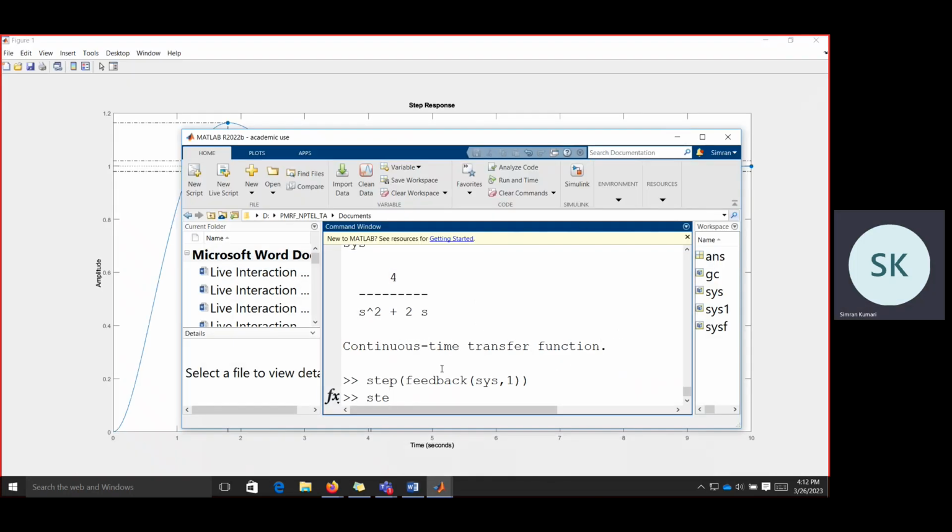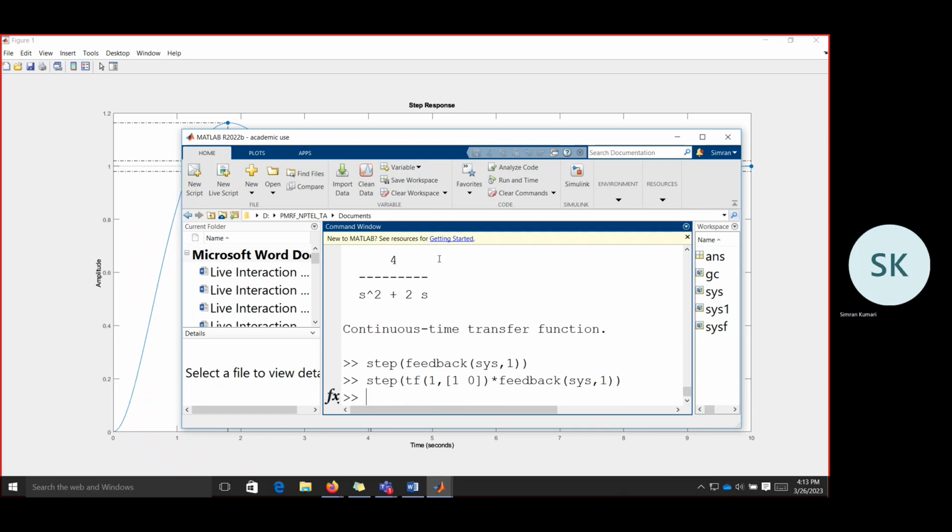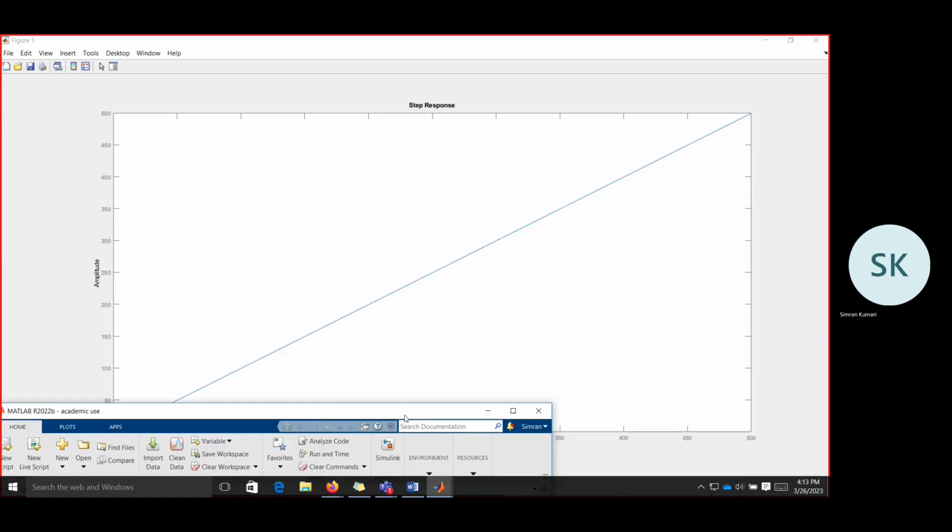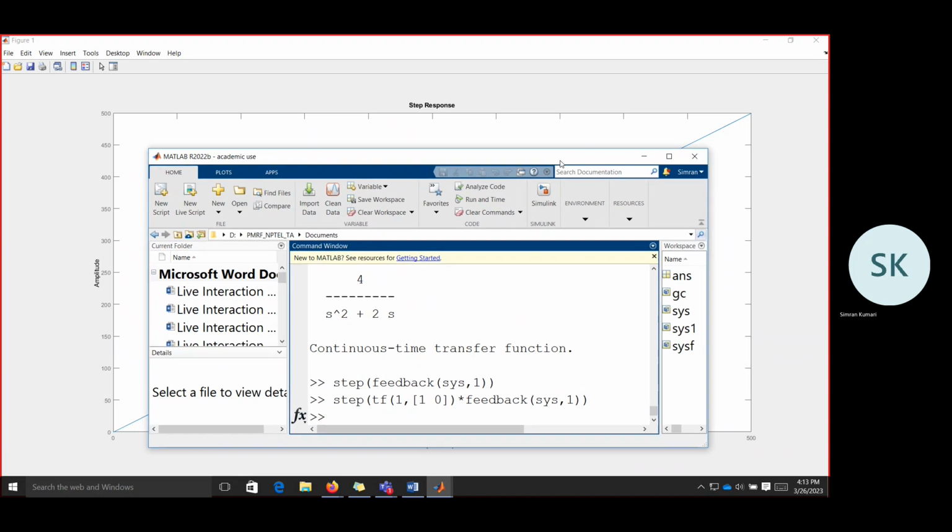So first we have to find the overall system, which is feedback, this one. And then we have to find a step response for this one with 1 comma 1 by S, so S plus 0 star feedback, comma 1. Okay. This is a response.